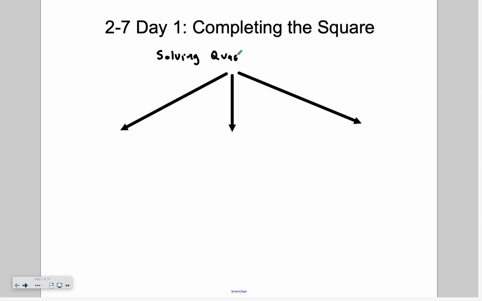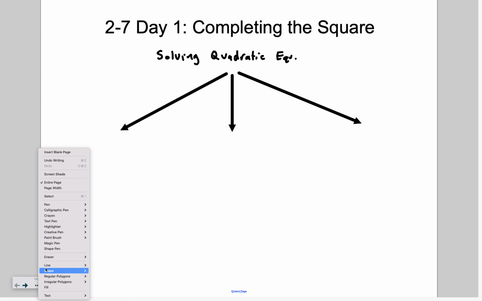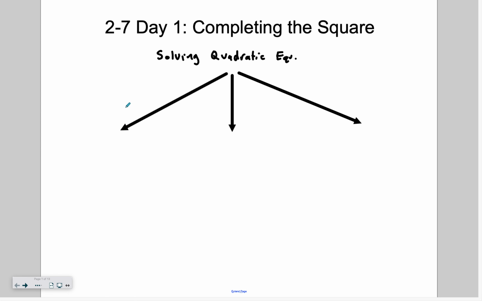Okay, when solving quadratic equations, completing the square is a technique for solving them. Now, we had talked previously about several other methods that we can use to solve quadratic equations. When they are factorable, we can use this thing called the zero product property.